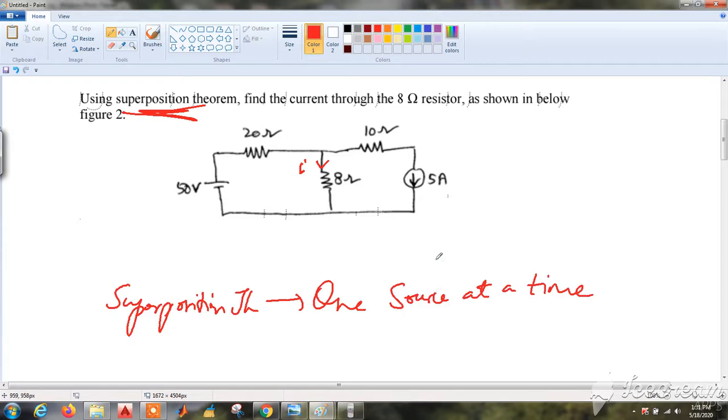Now in superposition theorem, we use one source at a time, whether it may be voltage sources or current sources, and calculate the current through our load, that is the 8 ohm resistor here. Then after that we use another source, again calculate the current, and finally we add both of them.